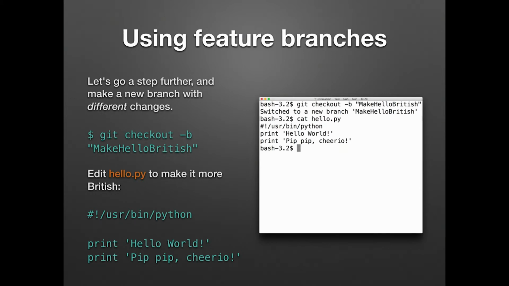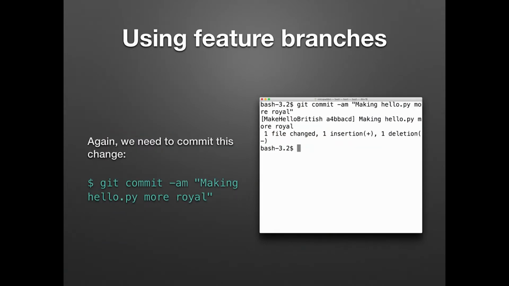So we're going to do another change to this file in a different branch, totally unrelated to the California one. Got to commit it, make it slightly more royal, class up the place a little bit. Okay? So we've made this commit. We have it here. It's ready to go.